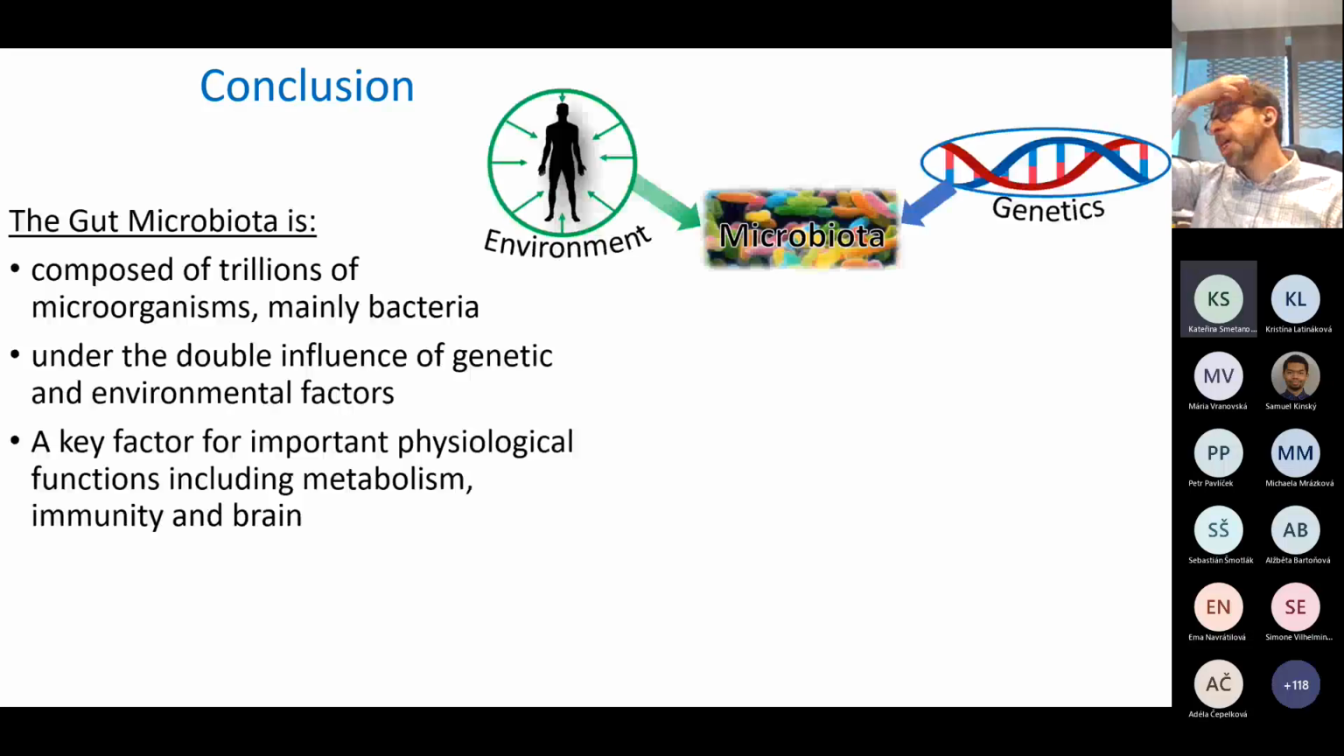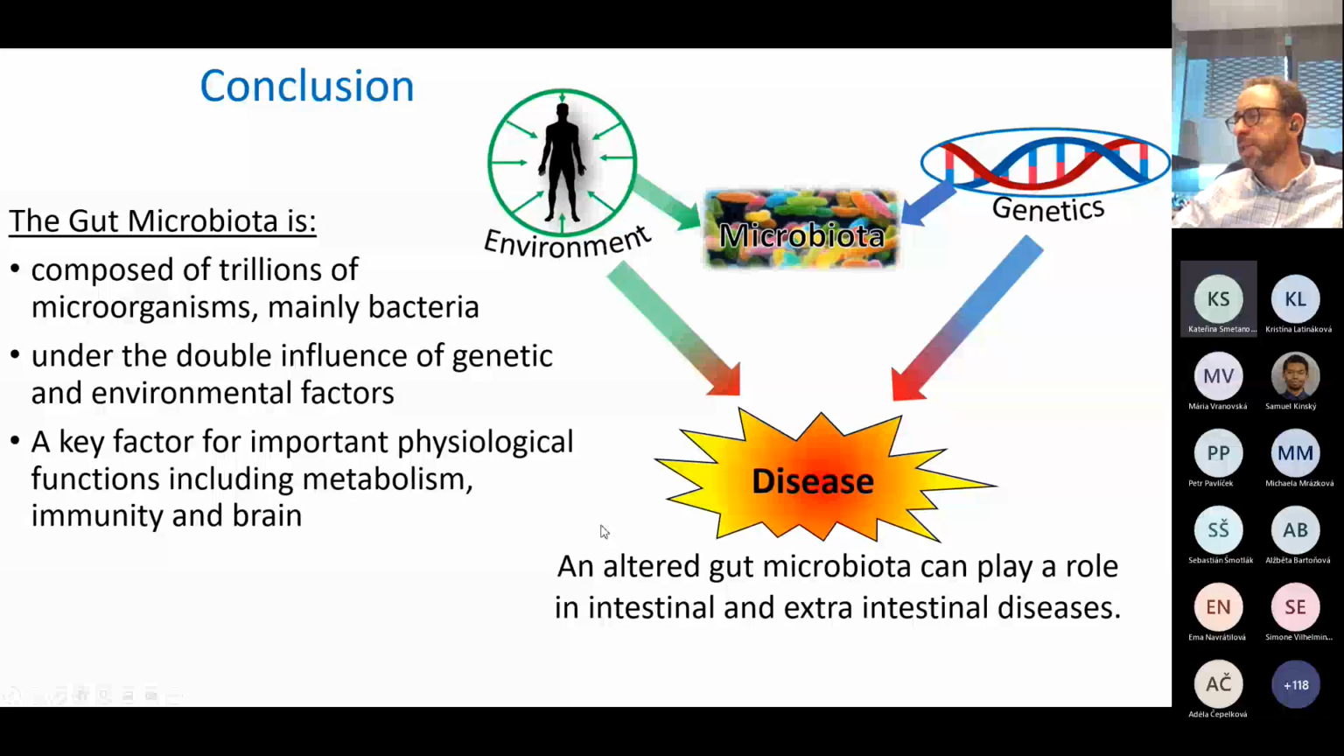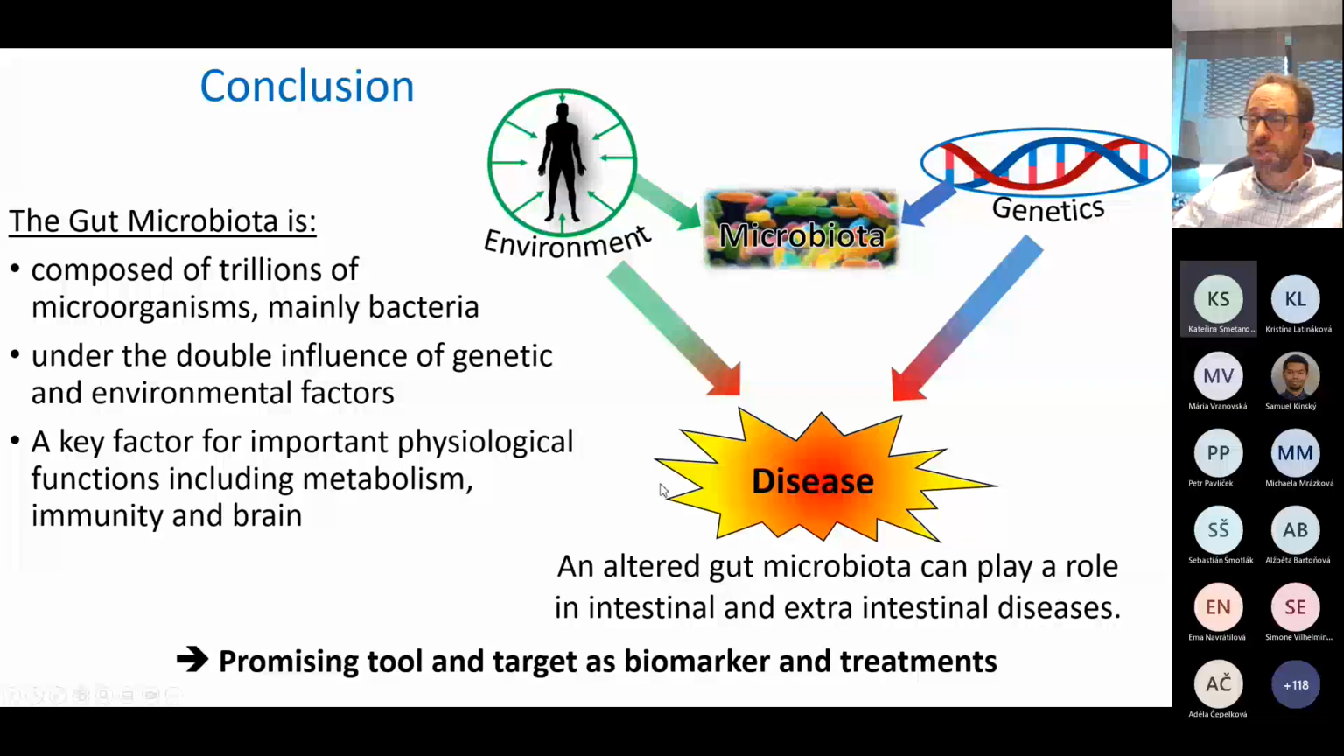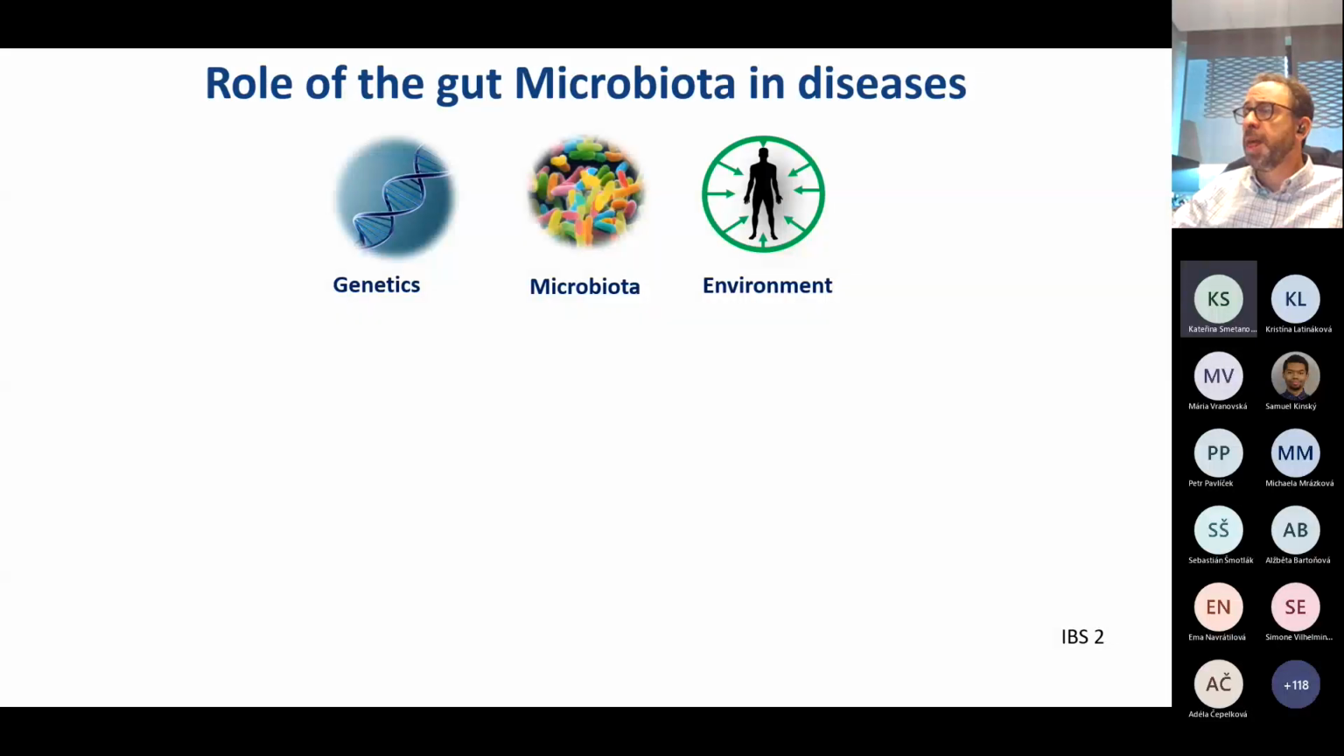So, in conclusion, the gut microbiota is indeed composed of trillions of microorganisms, mainly bacteria. At least this is the part we know the best. And it is under the double influence of genetics and environmental factors. It's a key factor for important physiological functions, including metabolism, immunity, and brain function. And an altered gut microbiota can play a role in intestinal and also in extra-intestinal disease. And of course, this is a promising tool and target as a biomarker, but also treatment.